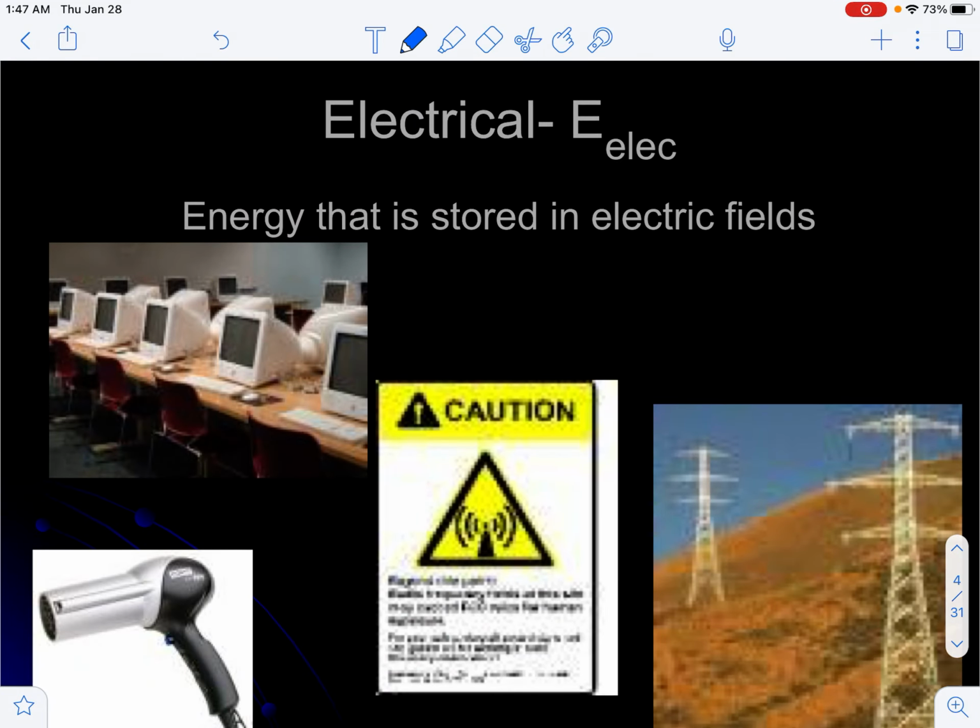The next one is electrical energy, energy that is stored within electrical fields. Typically, in order to spot this, we're going to look for wires, right? Electricity needs wires to run through. So when we see wires, we know that there's electrical energy.